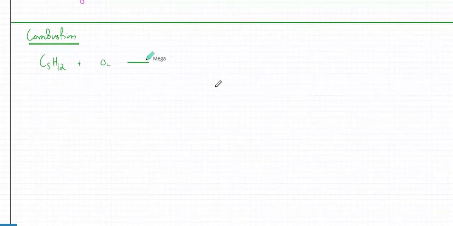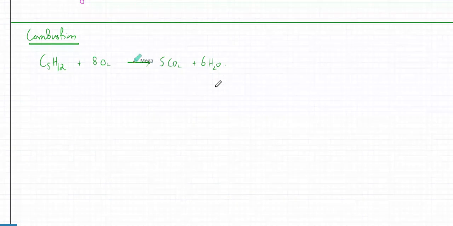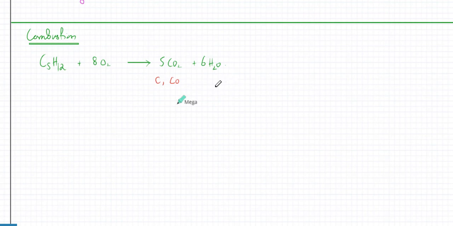every organic compound, if it contains carbon, hydrogen, or oxygen, will have exactly the same equation. It's going to form carbon dioxide and H2O, and you can balance it. It's going to be 5 carbon dioxide and 6 H2Os, and that's 5, 10, 16, so that's 8 oxygen molecules. That's it. If it's an incomplete combustion, you will get carbon, which is soot. You'll get carbon monoxide, which is a harmful poisonous gas. Those are the things that you're going to get.